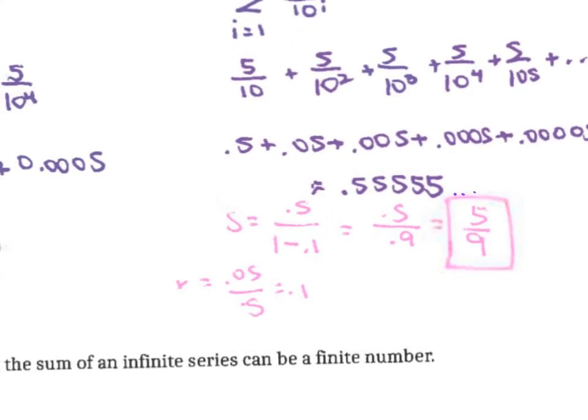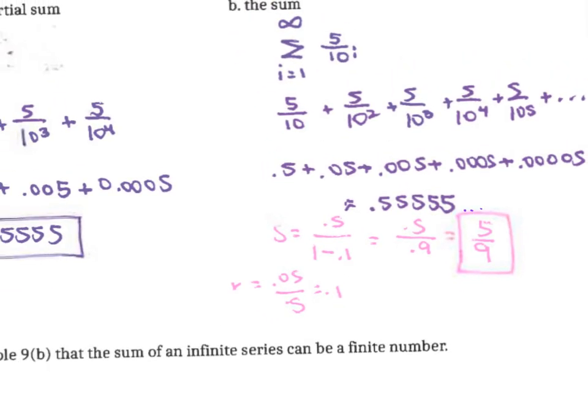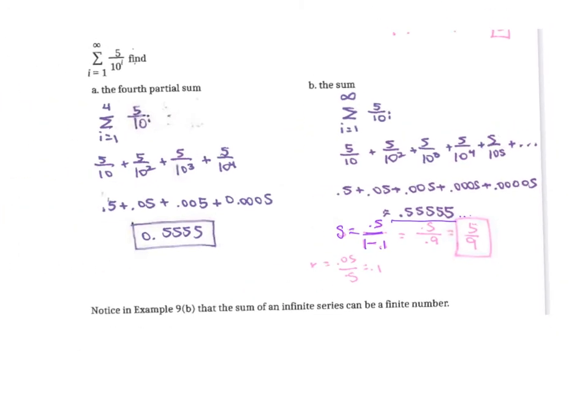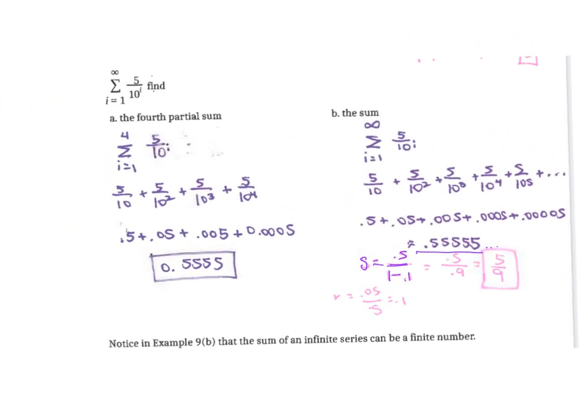And then there is a formula that you can use to change this. It's S equals 0.5 over 1 minus 0.1. This is the sum of an infinite series, which we will talk about in a later chapter. But this is how you would write it in fraction form. If you at least got to here, that's okay. I just noticed in example 9 that the sum of an infinite series can be a finite number.